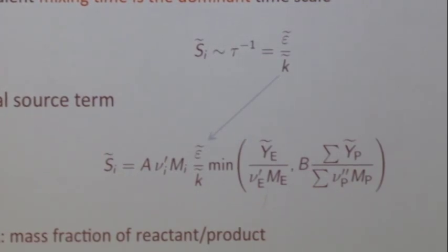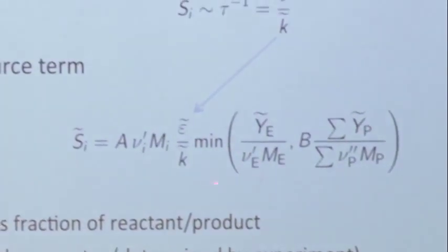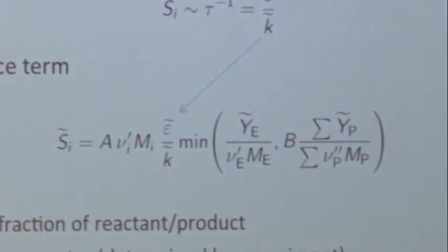So the idea is, if you have no fuel, you won't have heat release. If you have no oxygen, you won't have heat release. And if there's no product, same thing, then it can't ignite, you don't have heat release. And so you evaluate all three, and you take the smallest one of these, and that gives you the reaction rate.